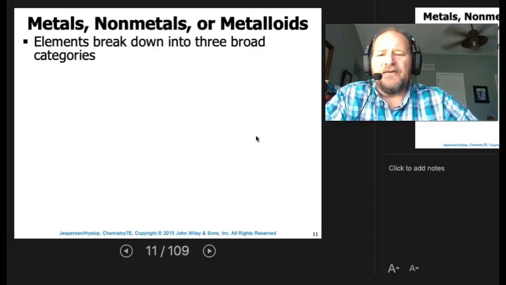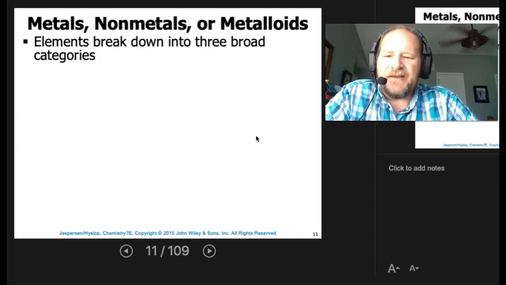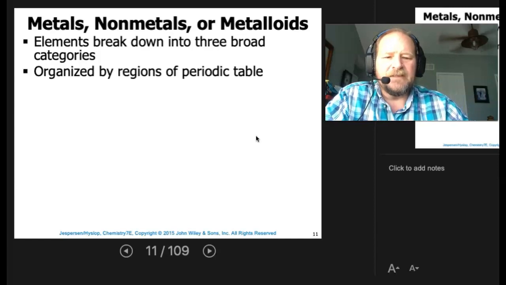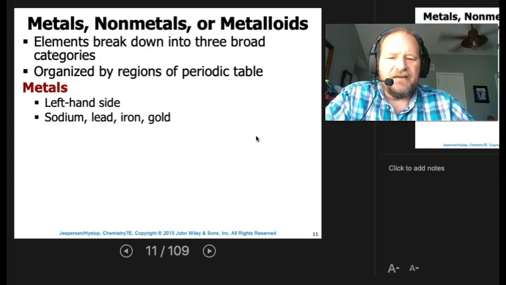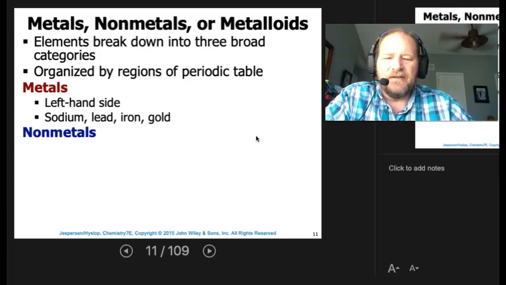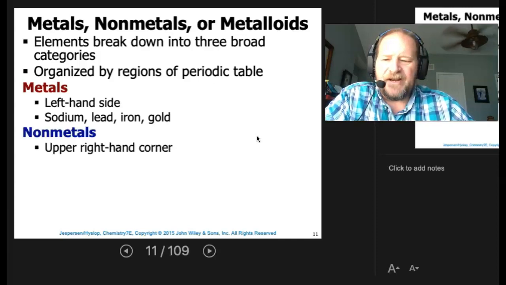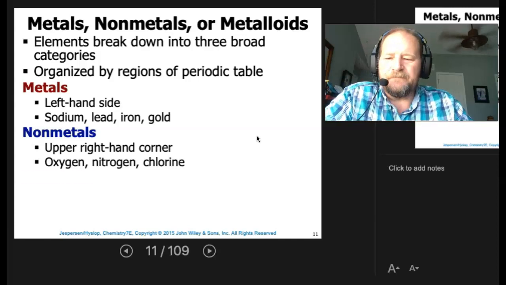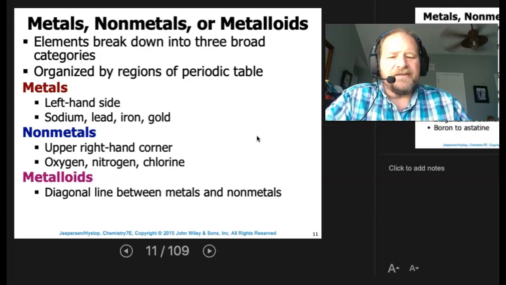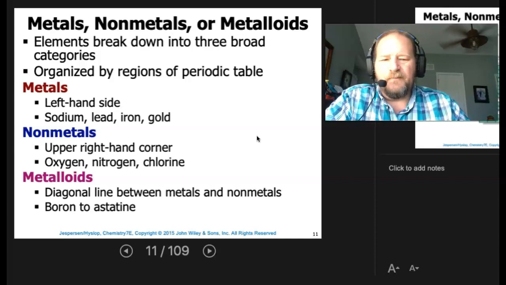Now, you have three options for elements. They can be metals, they can be nonmetals, or they can be metalloids, right? This is your only options here. Now we've organized them obviously by the regions of the periodic table, starting with that stair-step line. Metals, typically on the left side: sodium, lead, iron, gold. Non-metals are on the upper right-hand corner. All right, so that's going to be oxygen, nitrogen, chlorine, elements up in that corner. Metalloids, this is the diagonal, and really it's boron to astatine.